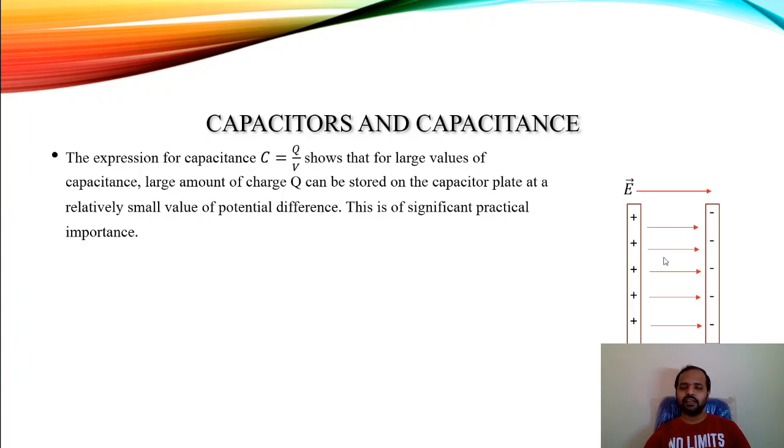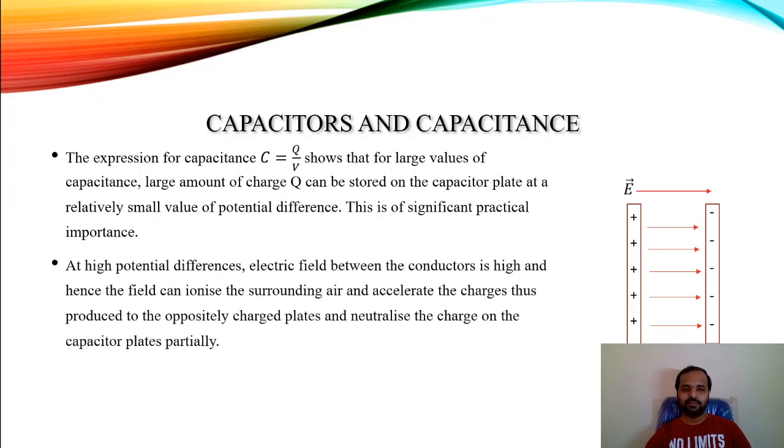So what happens if I increase the potential difference then? What is going to happen? In such a case, the electric field which exists between the two plates of the capacitor will be very high. Since the potential difference is very high, the electric field due to both the plates will be so high that it will start ionizing the surrounding air particles. That is, whatever air particles exist in the vicinity of these plates will be ionized, and the ionized particles will then be accelerated.